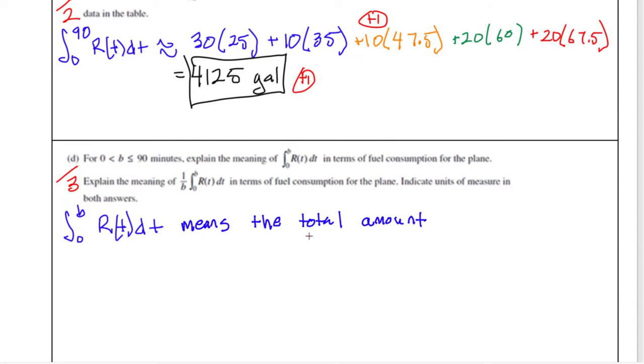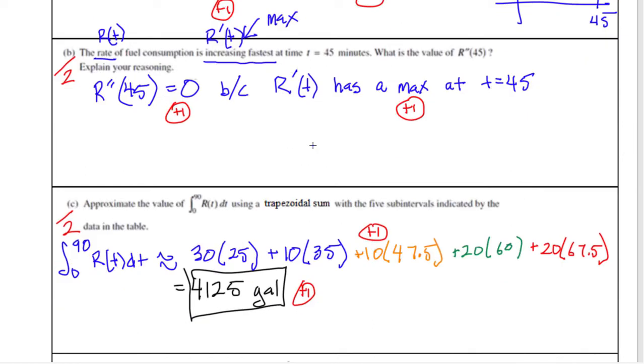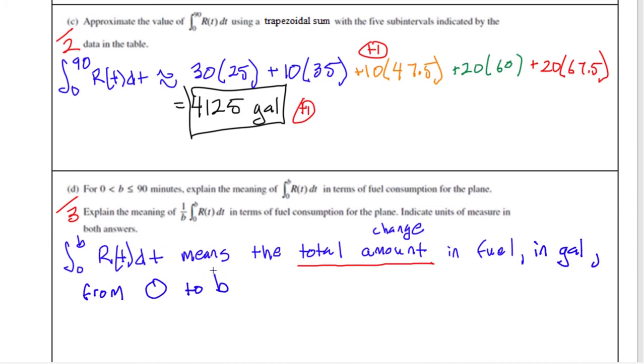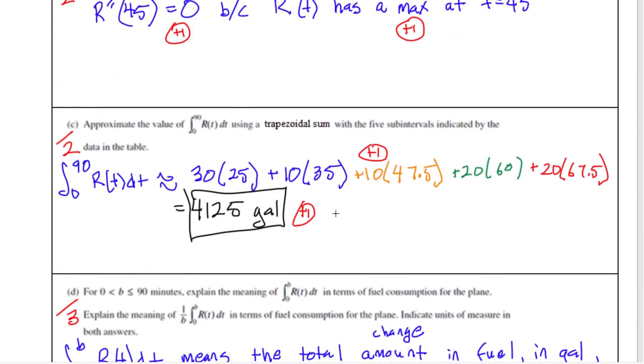The key word here is total amount, or the total change. I'm okay with that word too if you want to use change. The total change in fuel, and if you said change, it would be change of fuel. And then what were our units? Fuel is measured in gallons or liters, gallons in this case. Fuel in gallons, and then from the bounds from 0 to b, and our units here were minutes, right? Yes, from 0 to b, minutes.